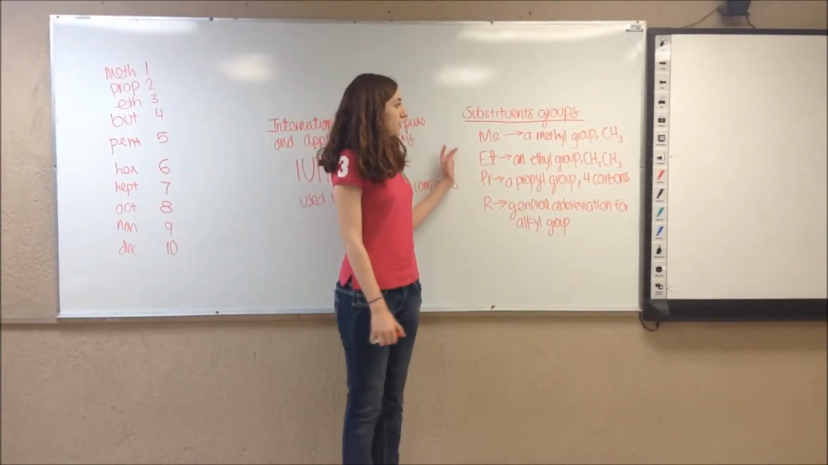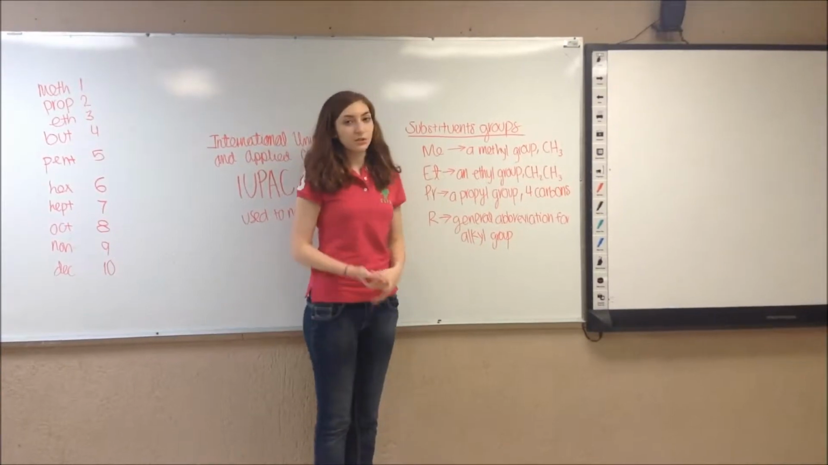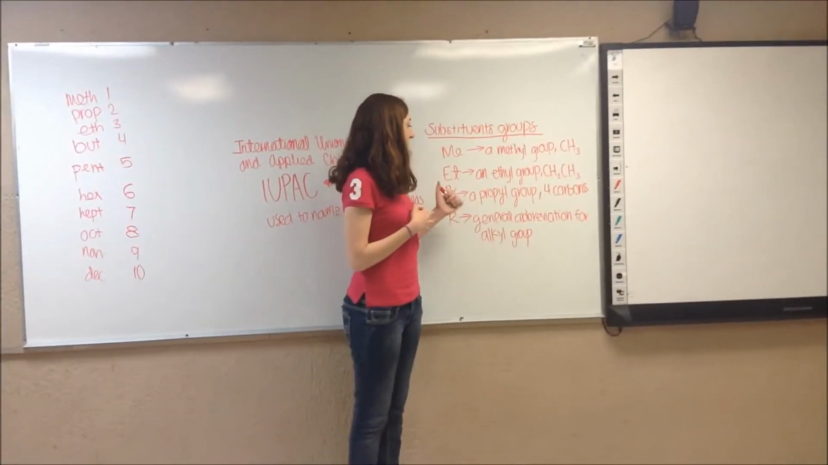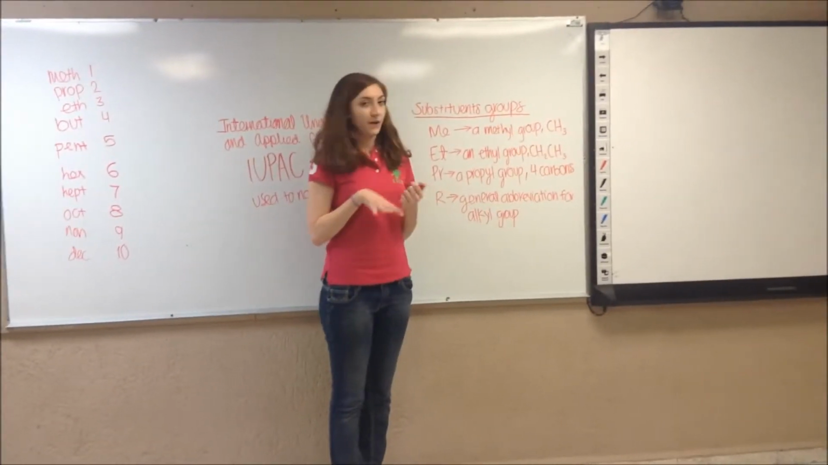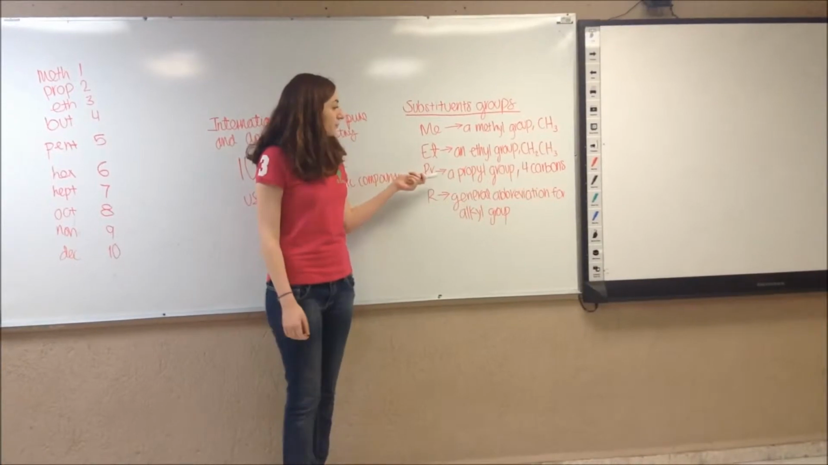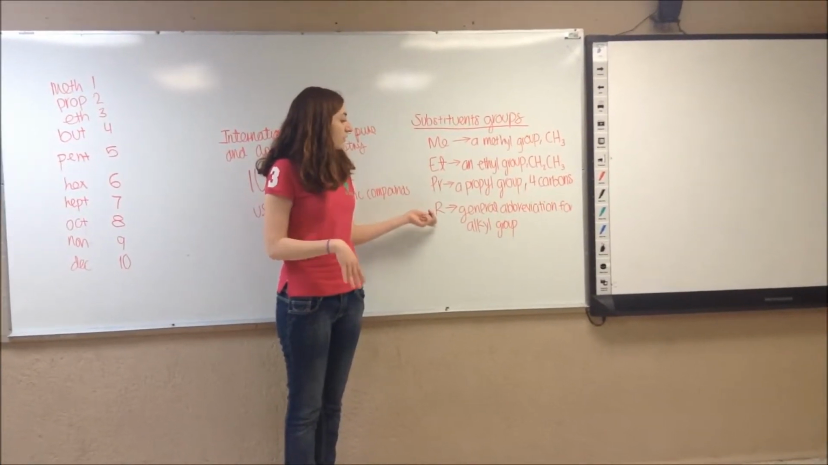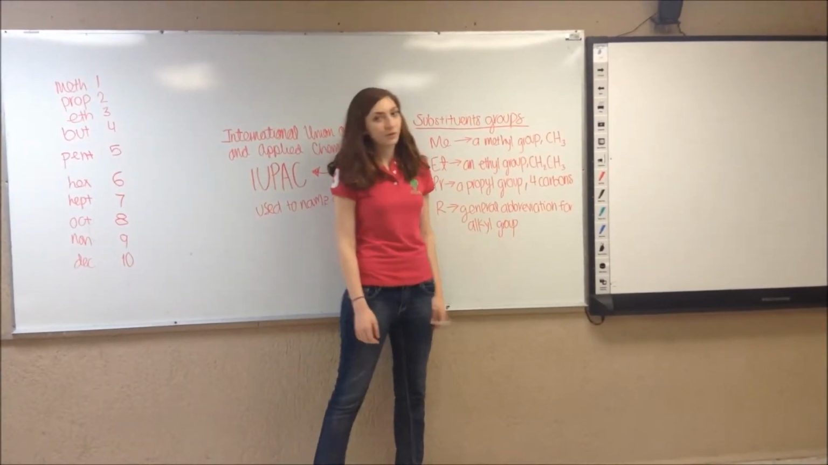Here are the substituent groups. The methyl group consists of 1 carbon and 3 hydrogens. The ethyl group contains 2 carbons and 5 hydrogens. The butyl group contains 4 carbons. And the R stands for a general abbreviation for an alkyl group.